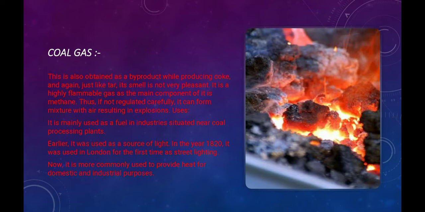So its uses are: it is mainly used as a fuel in industries situated near coal producing plants. Earlier it was used as a source of light. In the year 1820 it was used in London for the first time as street lighting. Now it is more commonly used to provide heat for domestic and industrial purposes.